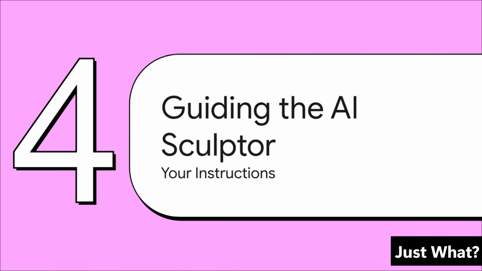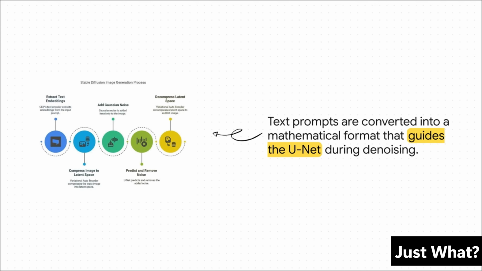Okay, so the AI knows how to sculpt an image out of a block of noise. But what is it supposed to sculpt? Well, that's where we come in. Our text prompts. Those are the instructions we give to our AI sculptor. When you type in something like an astronaut riding a horse on Mars, the first thing the AI does is translate those words into a special mathematical language that it can actually understand. This set of numbers is then fed to the U-Net at every single step of that denoising process, constantly guiding its chisel to make sure the final picture actually looks like what you asked for.